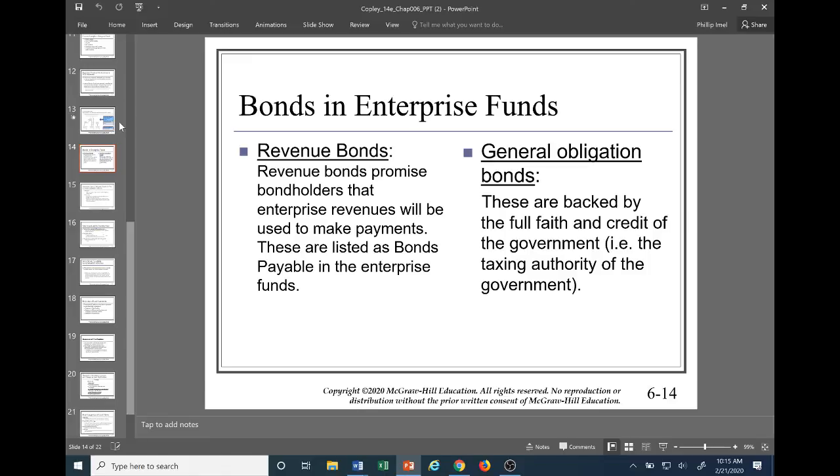But the performance of this fund is going to pay you back these bonds. So that makes sense, right? We're going to pay you back our debt with revenue, because we issued debt, but it's a revenue bond. So that's how we're backing the debt: with revenue from the enterprise fund. And on the flip side of that coin, general obligation bonds are going to be backed by the full faith and credit of the government, which is obviously the taxing authority of the government, right?